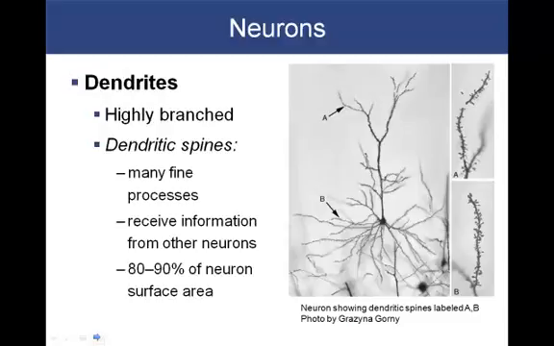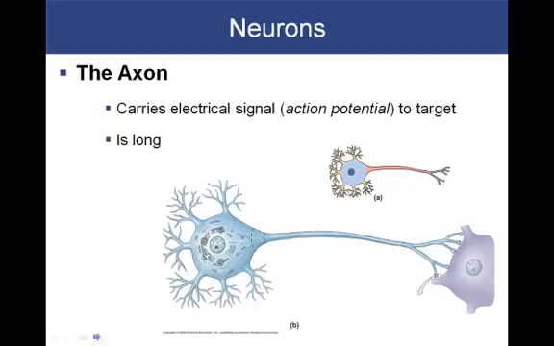Dendrites are highly branched, and dendrites themselves contain a number of very small processes. Here we have a dendrite, and you can see all of the little projections extending off of it. This suggests an increase in surface area. And it is the dendrites that receive information from other neurons. The axon itself is very long, and the axon carries the action potential, or the nerve impulse.